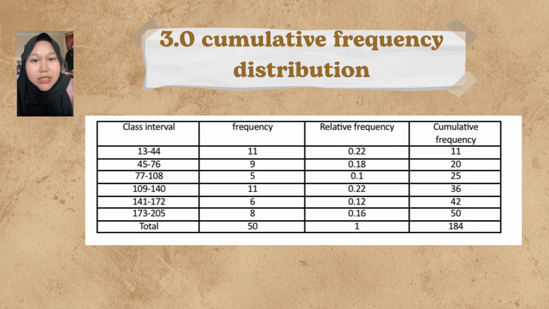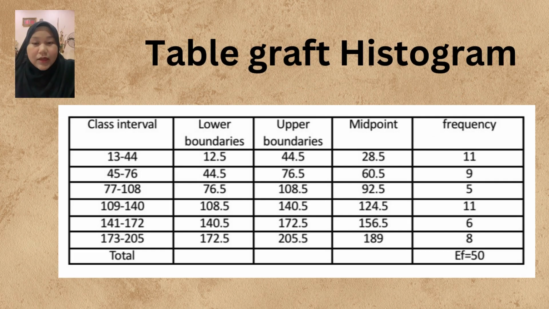Third, the cumulative frequency distribution. For class interval 13 until 44, cumulative frequency 11; 45 until 76, cumulative frequency 20; 77 until 108, cumulative frequency 25; 109 until 140, cumulative frequency 36; 141 until 172, cumulative frequency 42; 173 until 205, cumulative frequency 50. So the total is 184.